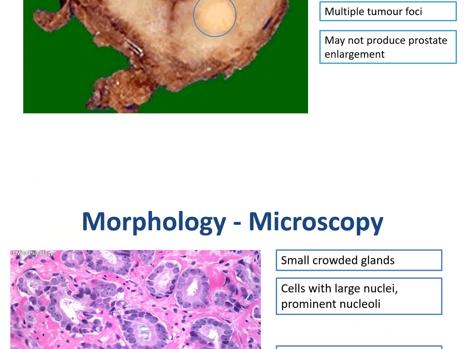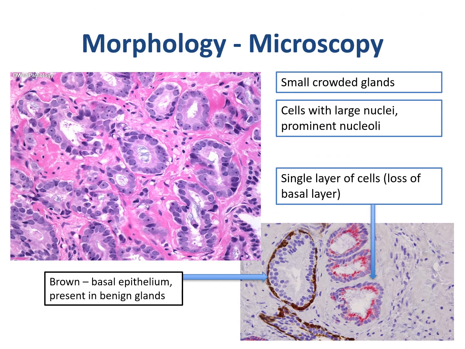So they may not be enlargement, as we have discussed. Okay, so moving on to the microscopic morphology. Just to highlight here that again, because it is an adenocarcinoma, so what do you expect to see? You expect to see malignant or atypical glands. In prostatic adenocarcinoma, the glands are typically small and crowded. So crowded in the sense that they are very close to one another.